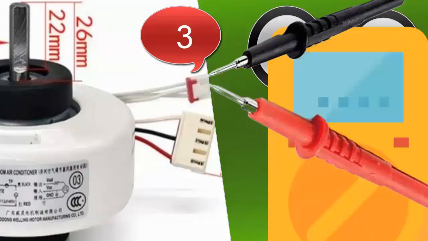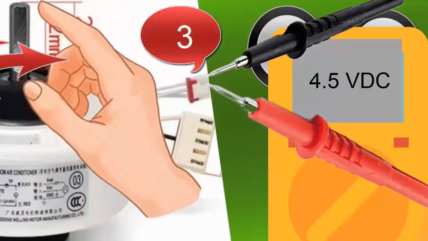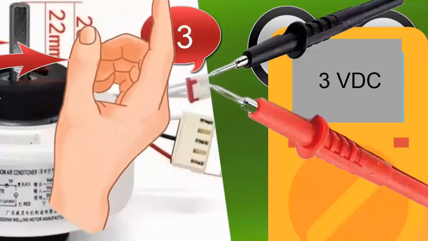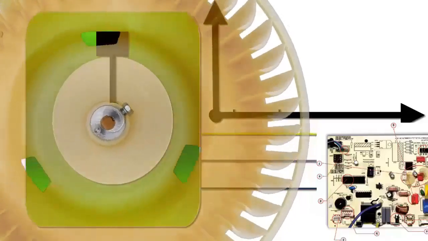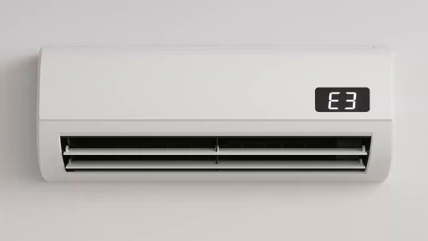With the black probe on ground and the red probe on the signal pin, and with the board powered on, manually rotate the fan without turning on the motor. The multimeter reading should vary, indicating the sensor is generating speed pulses. If the voltage does not change, the sensor may be defective.